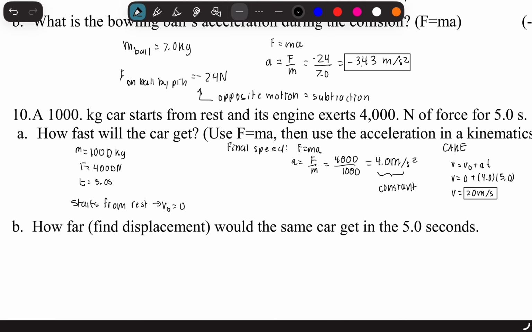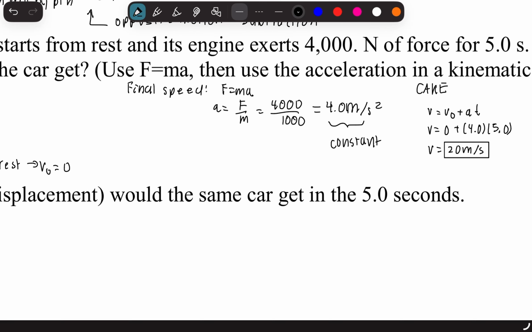How far, which means find displacement, would the same car get in 5 seconds? So we know that x, your displacement, is equal to v initial times t plus 1/2 at squared. Initially, we know that the velocity is equal to 0. 0 times time, this is going to equal 0. And that's going to be plus 1/2 of our acceleration, which was 4, times our time interval, which was 5 seconds squared. x is equal to 2 times 25, which will equal 50 meters of displacement.